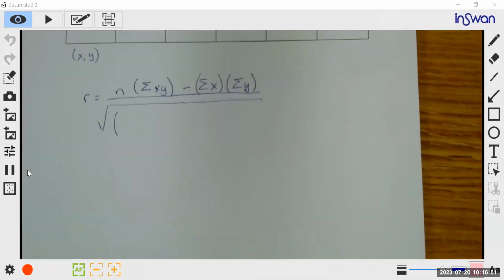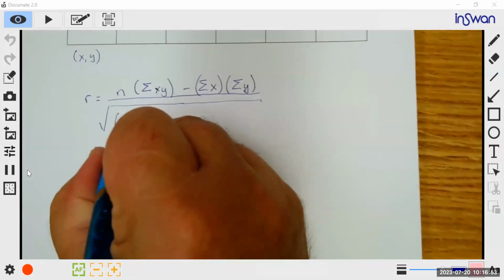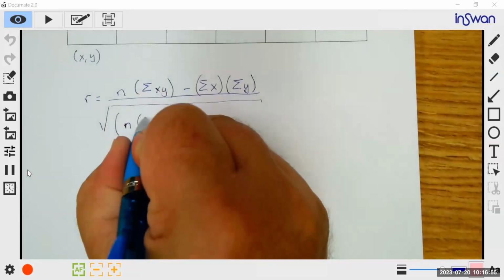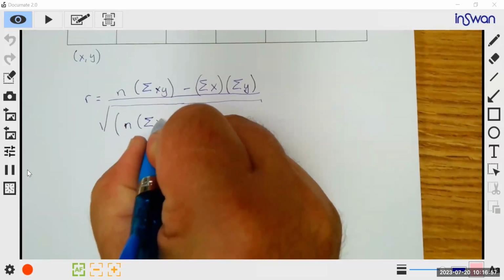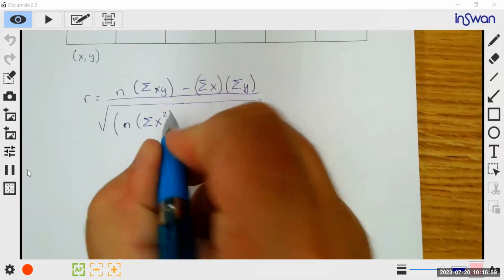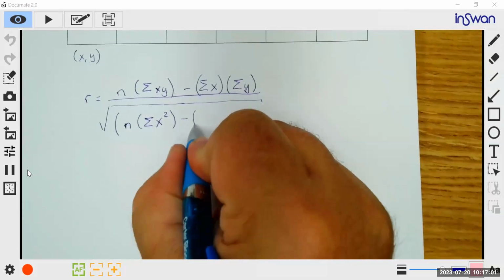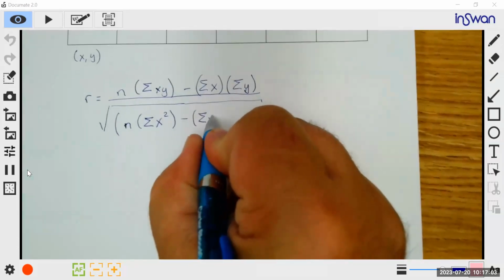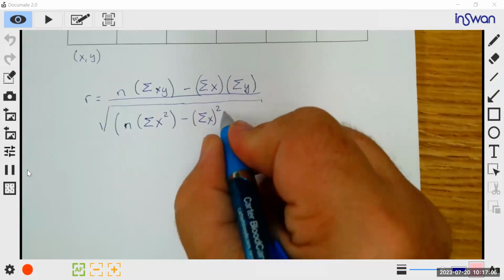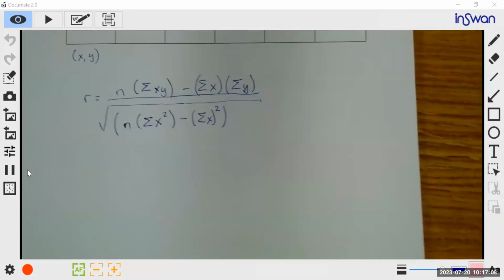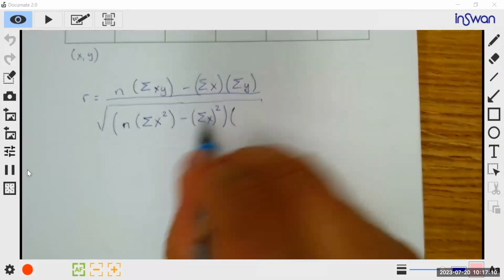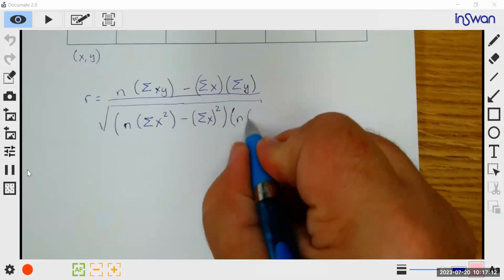And on the bottom, our denominator is n times the summation of x squared minus the summation of x, squared. That's the first part. And now we do the same thing, but with y's.